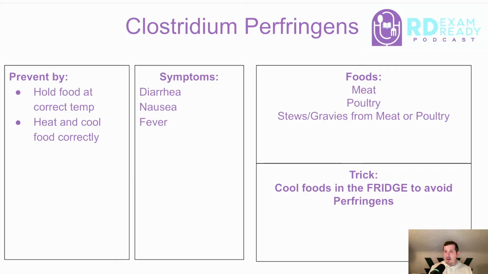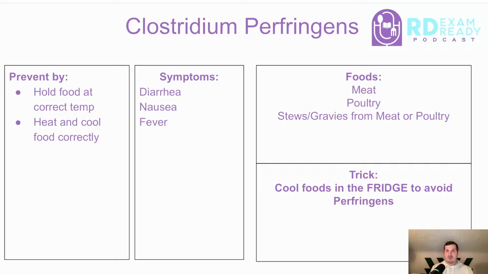Next one we're going to do here is Clostridium perfringens. Clostridium perfringens is going to be prevented by one, holding your food at correct temperatures, and two, heating and cooling your food correctly. So really, when we talk about time and temperature abuse, look what we got here. It's time and temperature abuse all the way.